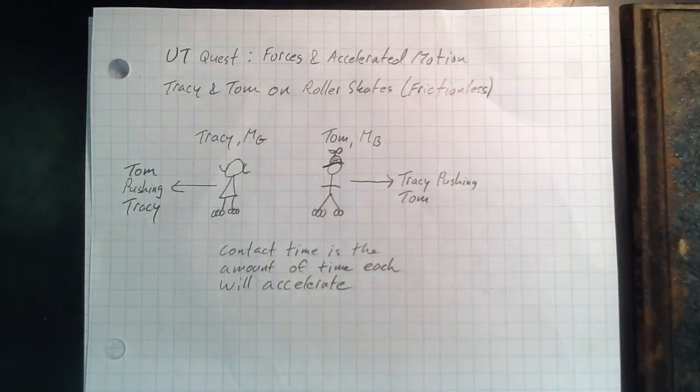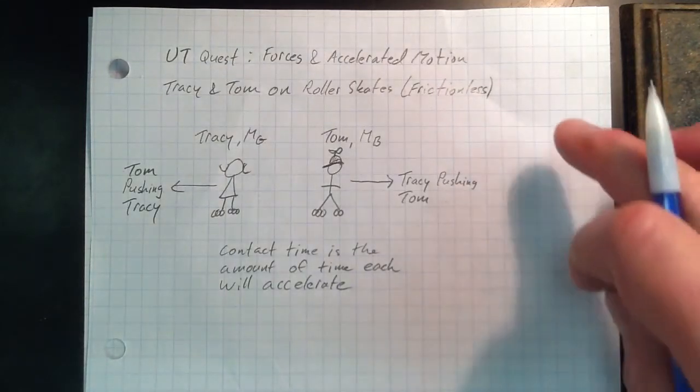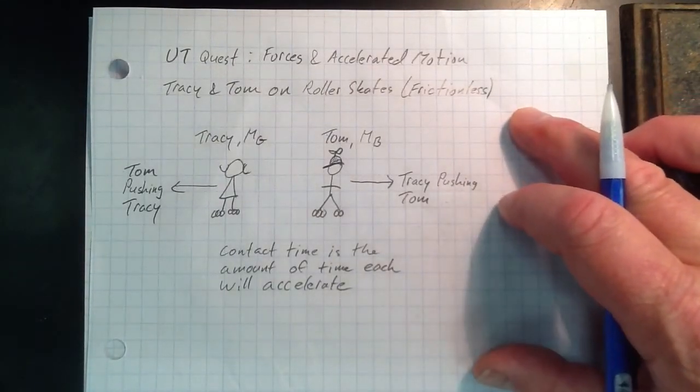Okay, this is another UT Quest problem on forces and accelerated motion. This is another very ubiquitous physics problem: two people on a frictionless surface pushing each other. Not very nice, but it's always a good problem.